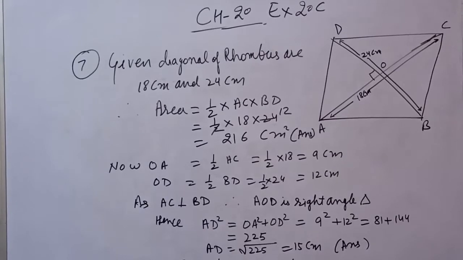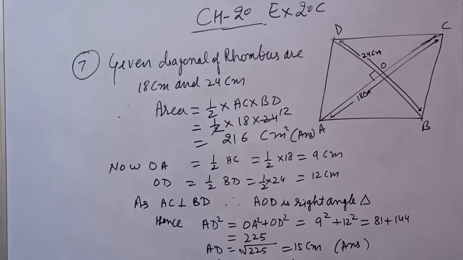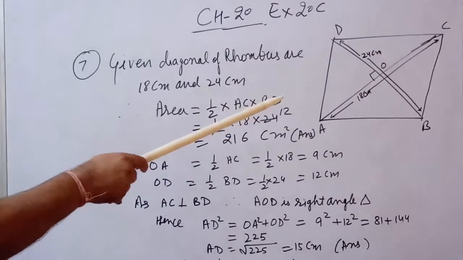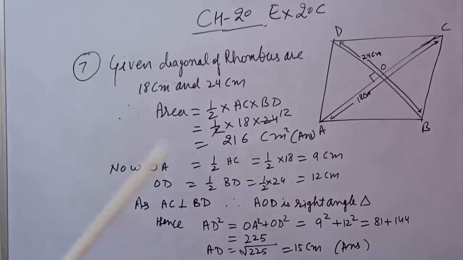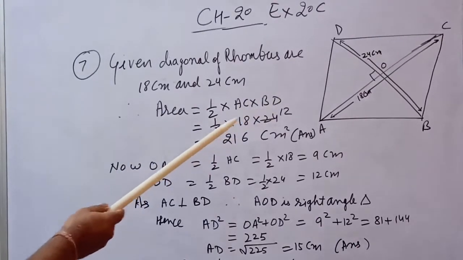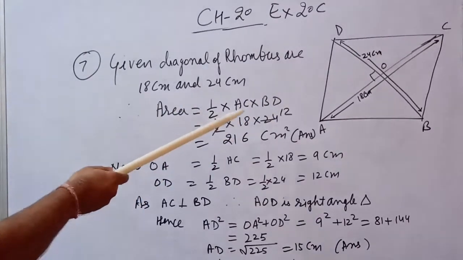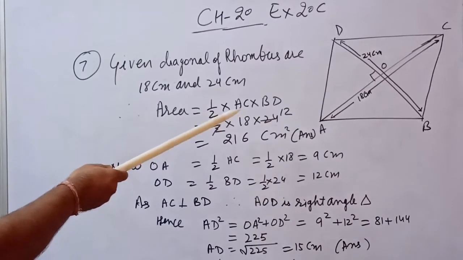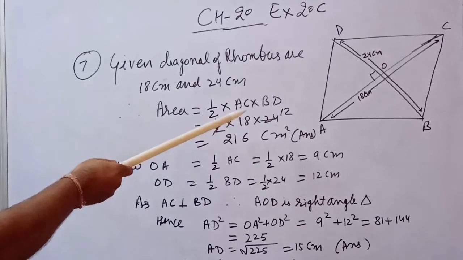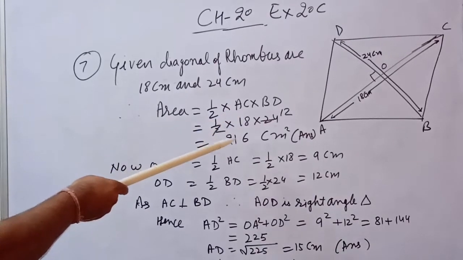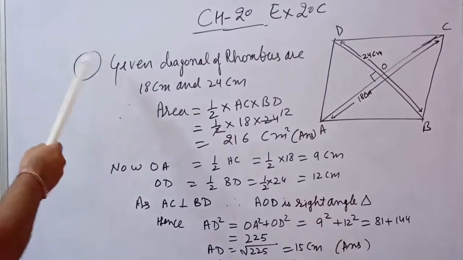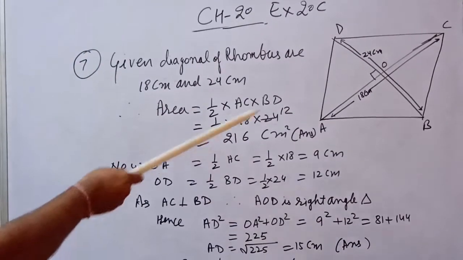Children, I am taking question number 7, in which the diagonals of a rhombus are given as 18 centimeter and 24 centimeter. I made the figure; you can draw the figure also. You all know the area of a rhombus, in which diagonals are given, is 1/2 into the product of the diagonals, that is AC into BD. So 1/2 into 18 into 24, that is 216 centimeter square. That is your answer for the first part of question number 7, the area of the rhombus.